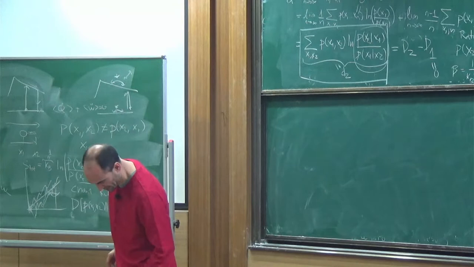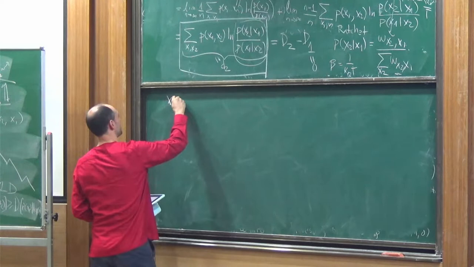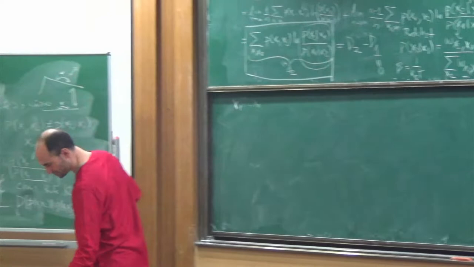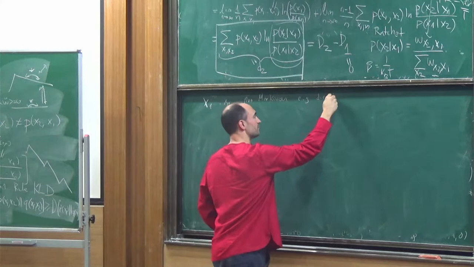The next step would be what if X1 to Xn is non-Markov? Like then, it's not Markovian.